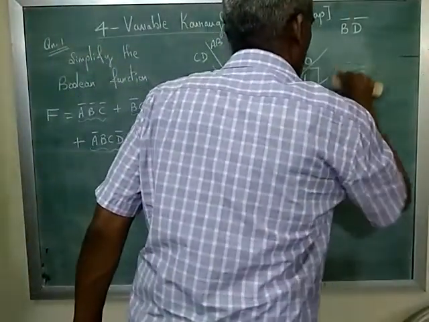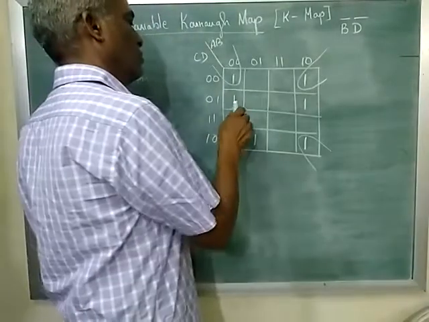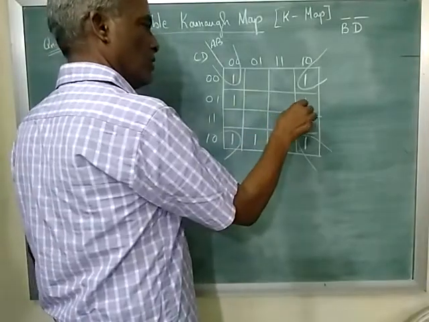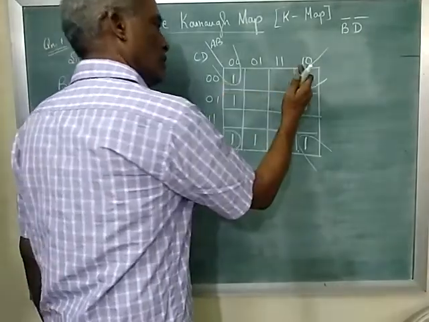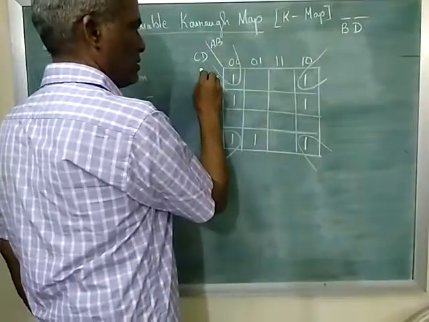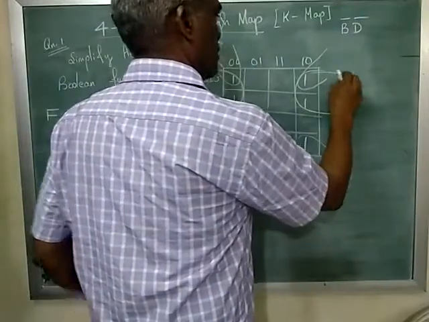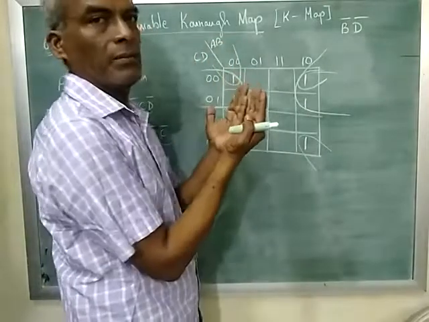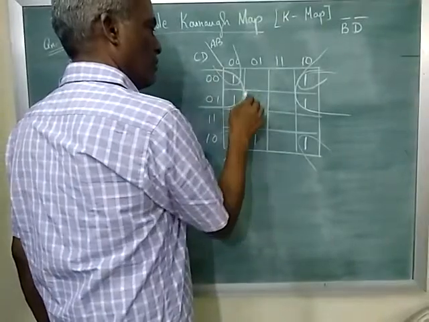Next. So remaining ones. What are the remaining ones we have? We have this one, and this one. So this one can be grouped with this, and this one can be grouped with this, and these 2 ones and these 2 ones can be made as a 4 block. That means these 2 and these 2. That means if you fold this paper, these 2 ones and these 2 ones will come adjacent to each other. So this can be grouped this way.